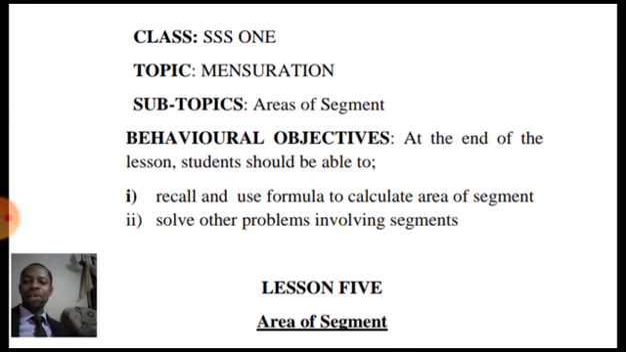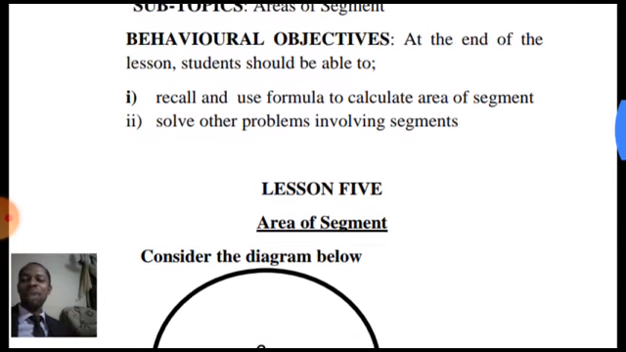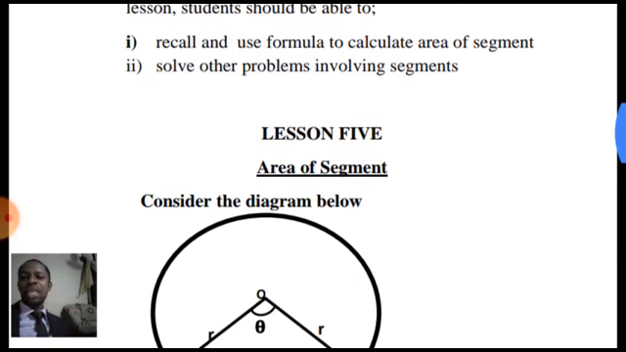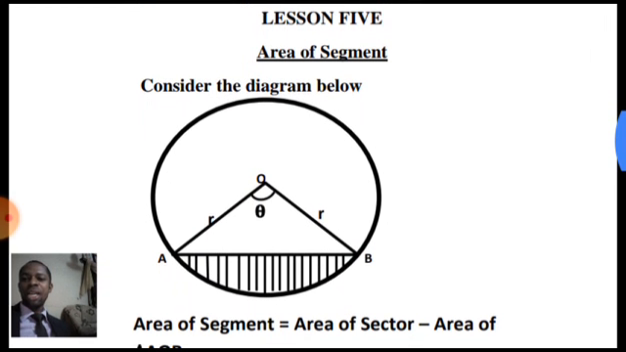Now, area of segments. Let us consider the diagram below. In this diagram, we have a circle with a triangle inclusive. Now, we have the shaded part. The shaded part is called the segment. Don't forget, I've told you a segment can either be a major segment or minor segment.